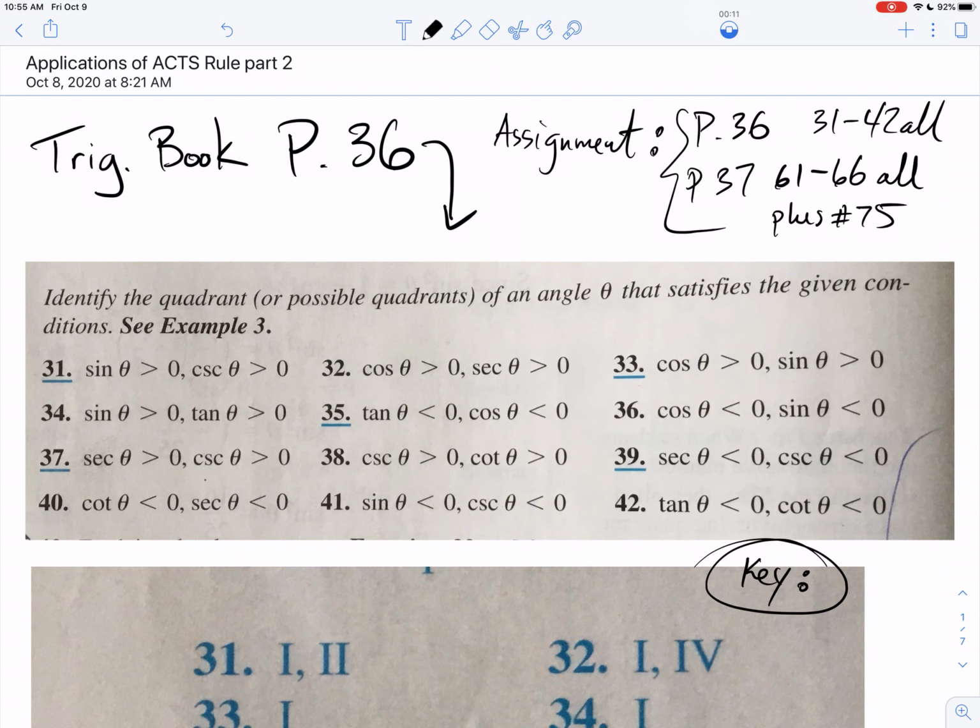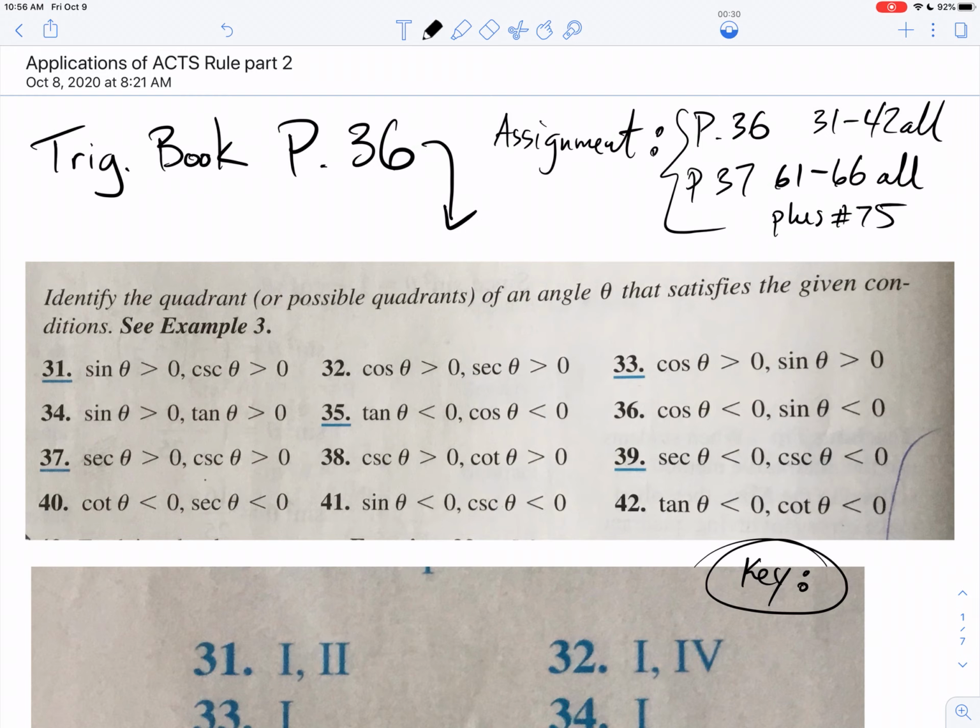And the actual assignment I want you to work on comes from the trig book. It's page 36, 31 to 42. And page 37, 61 to 66, plus number 75. But I never assume you have your book with you, and I need you to get your assignments done.